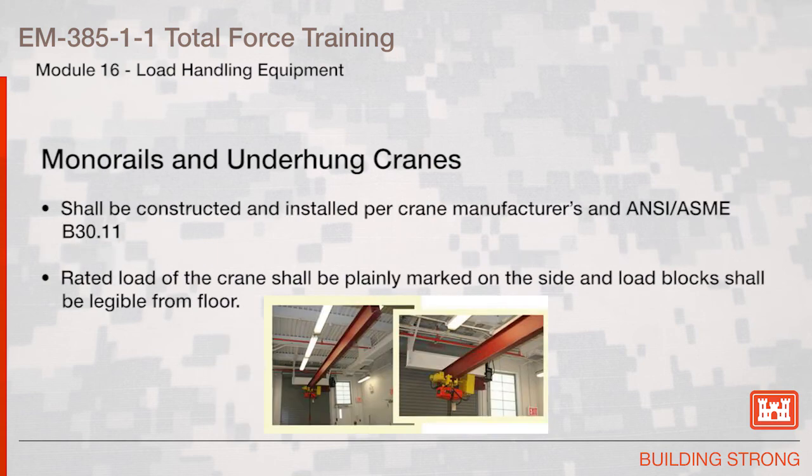For monorails and underhung cranes, they shall be constructed and installed per crane manufacturers in ANSI ASME B30.11. The rated load of the crane shall be plainly marked on the side and load blocks legible from the floor.